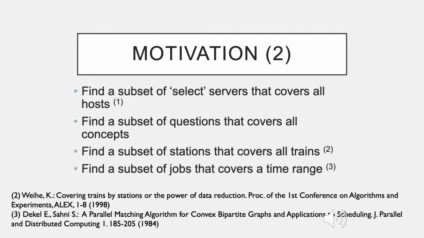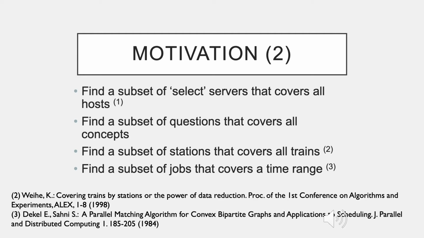Focusing on bipartite graphs, we can find a few applications. For example, suppose you have an exam bank of questions for a course and associate a concept to each question. You would then like to create an exam with k questions such that the questions in the exam cover all concepts. In another work, the problem is studied using real data to find a subset of stations that covers all trains. In the graph, an edge exists between stations and trains if the station is part of the train path.